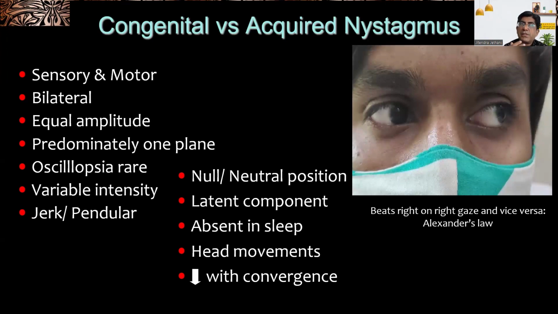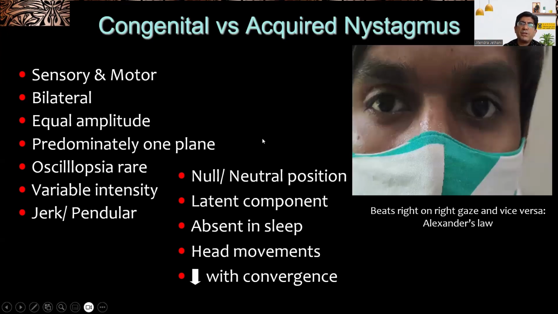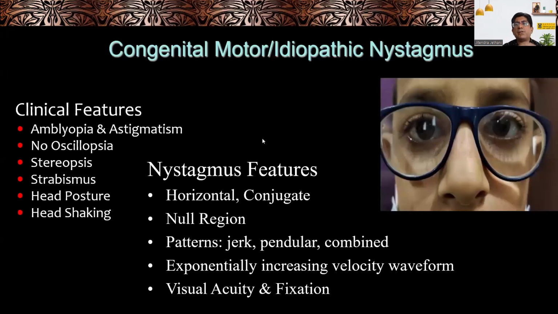There can be associated head nodding, head movements, and it would dampen with convergence. So if you tell the patient to converge or if you give an accommodative target, normally congenital nystagmus would dampen. So these are some of the points where you can easily find out that there is a difference between congenital and acquired nystagmus.